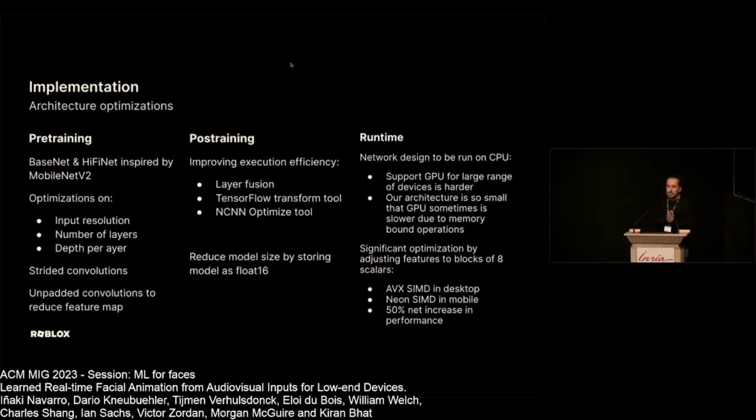And then at runtime, our models are aimed to run on CPU. This is because it's easier to distribute on the multiple devices that we have. We considered and tried GPU. The reason we didn't go with it is that it's harder to support GPU. There's more variability across the hardware, but we also found that our models are so small that they tend to run slower on GPU, mostly because of memory bounding.